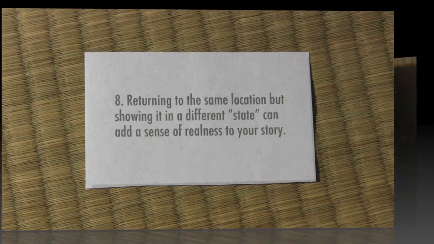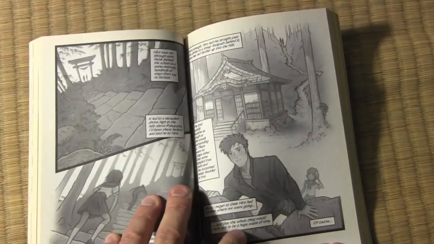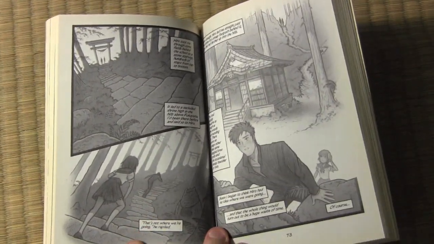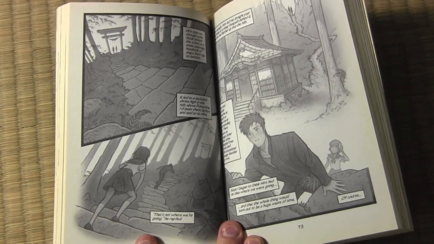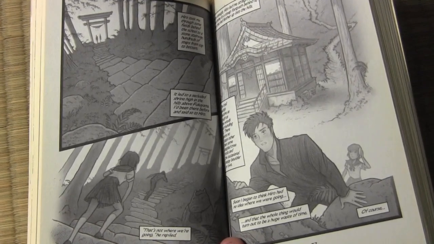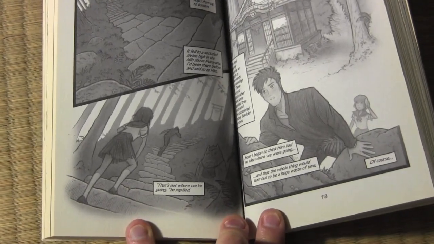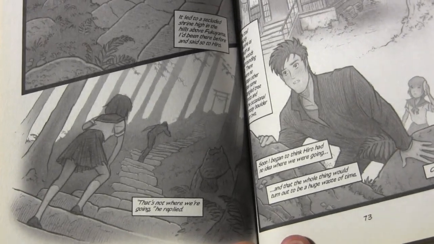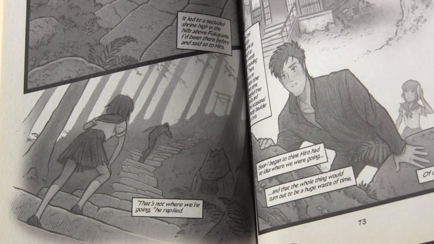Returning to the same location but showing it in a different state can add a sense of realness to your story. So this is in Miki Falls. In the first book in the series, Brody and Miki go together to this shrine way up at the top of this mountain. Those of you who've watched my videos know that I was thinking of a specific temple in Fukuyama, Japan, where we sometimes go, and kind of allowing this to be inspired by that location with these long steps heading up into the mountains.